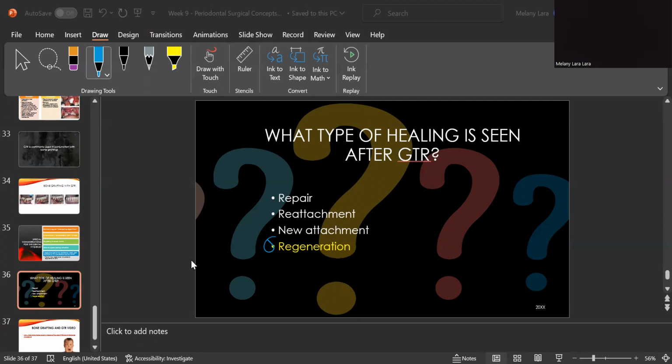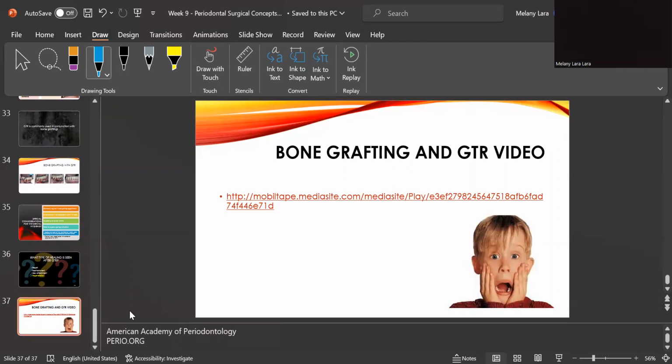Now, the way to remember that this one's regeneration as well: if there's regeneration, right? Guided tissue regeneration. Regenerative. Okay. Great. Simple round out. All right, so let's watch our final.